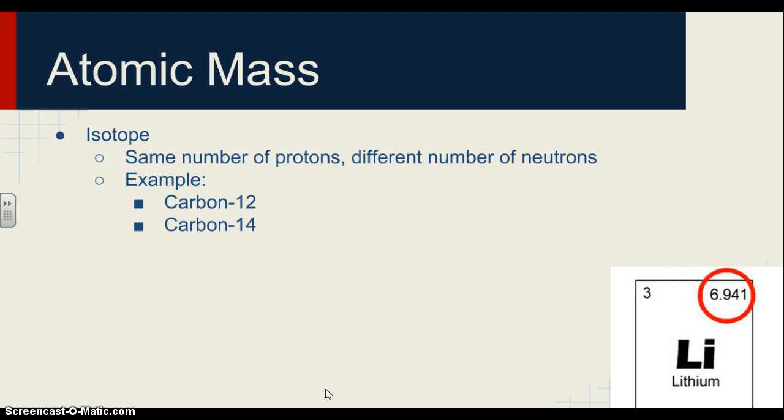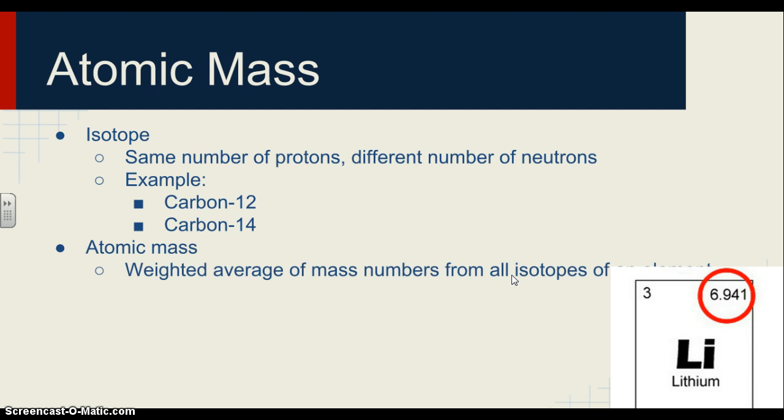Now, you'll see a number on a periodic table, on a good periodic table, that's not a whole number. Well, where is that coming from? Because we know the atomic number, Z, the number of protons, is a whole number. We know the number of neutrons, N, is a whole number. So that's going to make A, the mass number, a whole number. So where is this coming from? It turns out it's a weighted average.